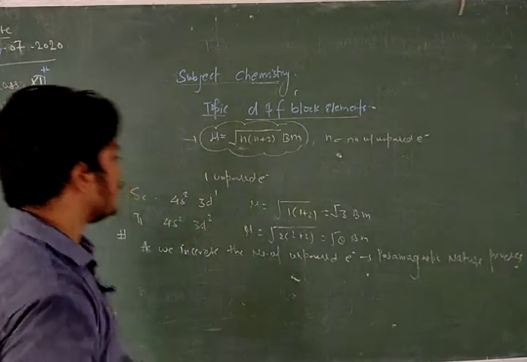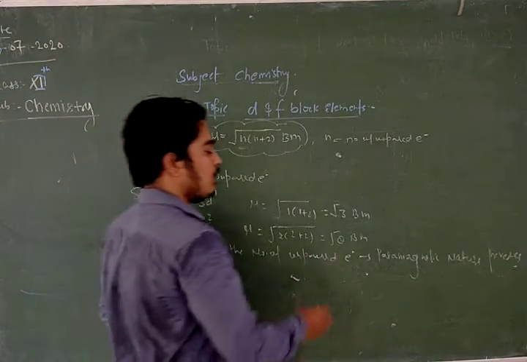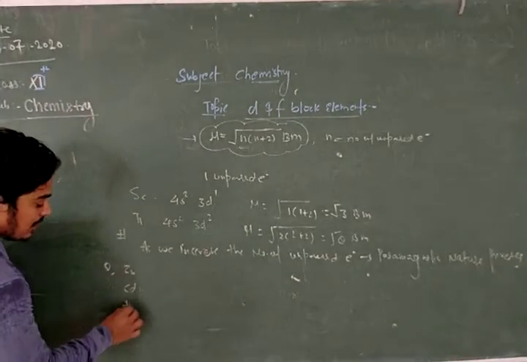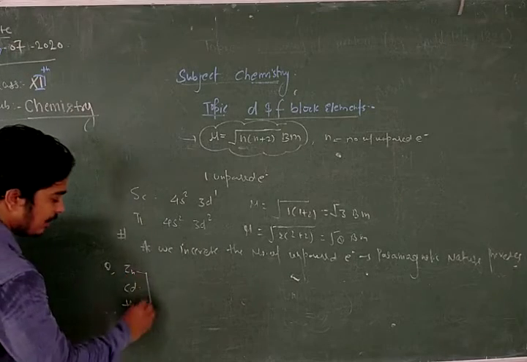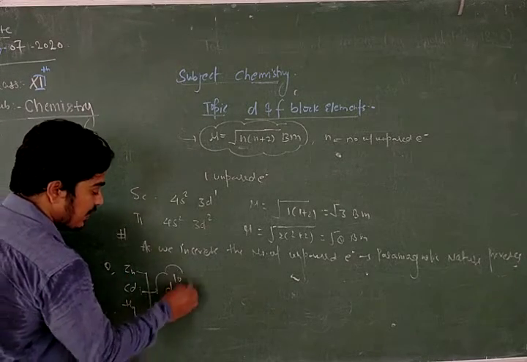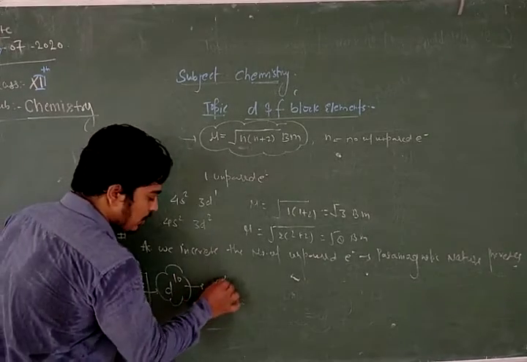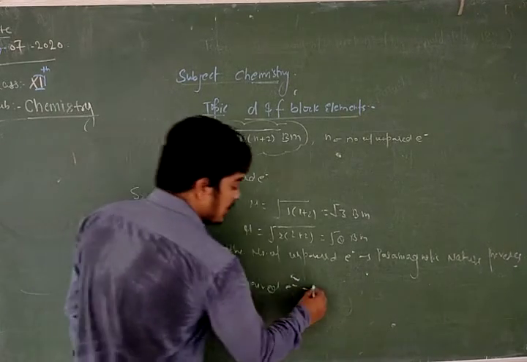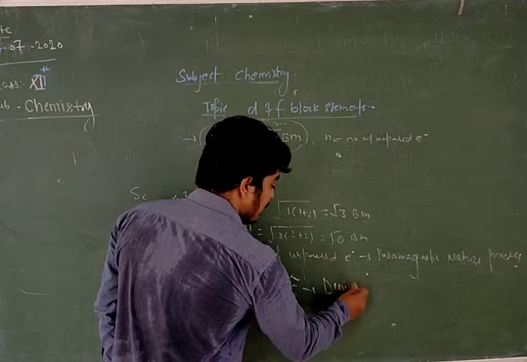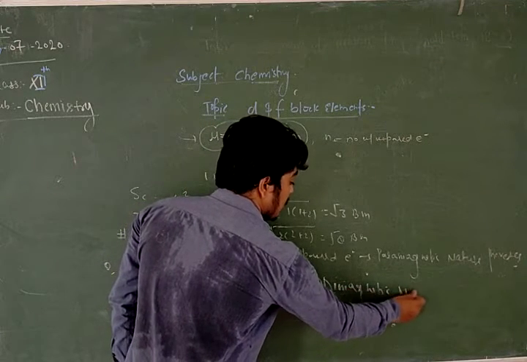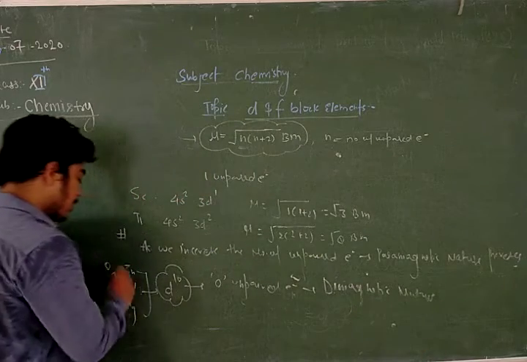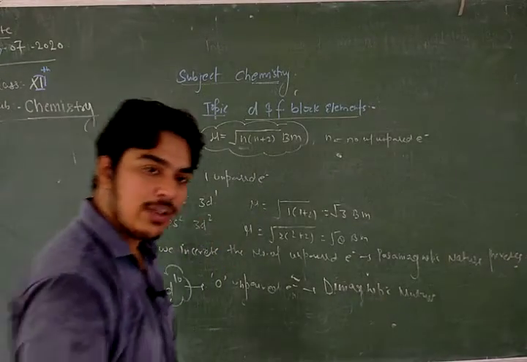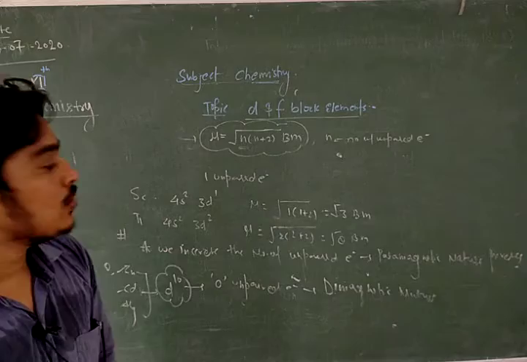So if there is a question, what is the magnetic moment of zinc, cadmium, mercury? These all have d10 configuration. If it has d10 configuration, it has 0 unpaired electrons. 0 unpaired electrons means it has diamagnetic nature. Zinc, cadmium, mercury have diamagnetic nature. It will be diamagnetic in nature. It will repel the magnetic field lines.